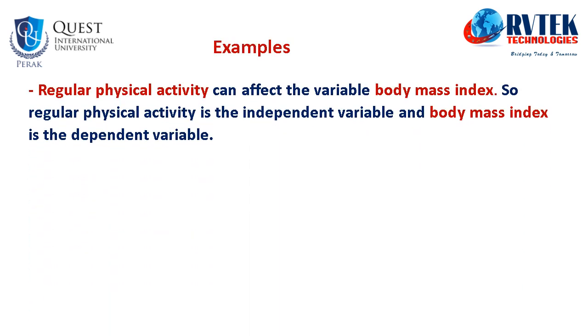Regular physical activity can affect the variable body mass index. So in this scenario, body mass index is the dependent variable because body mass index is dependent on regular physical activity. And regular physical activity is the independent variable. Why? If you are changing or manipulating regular physical activity, you can change the dependent variable, that is body mass index.